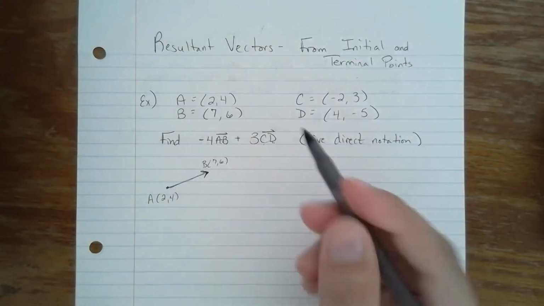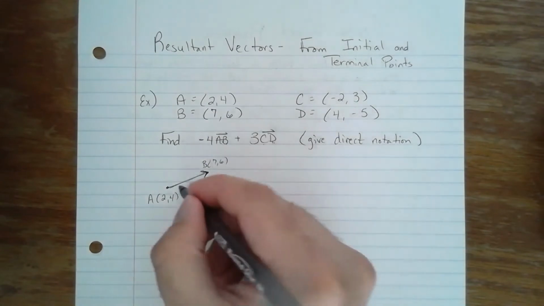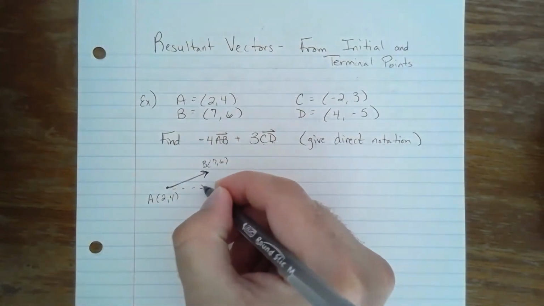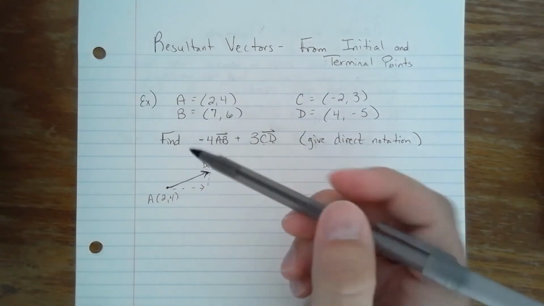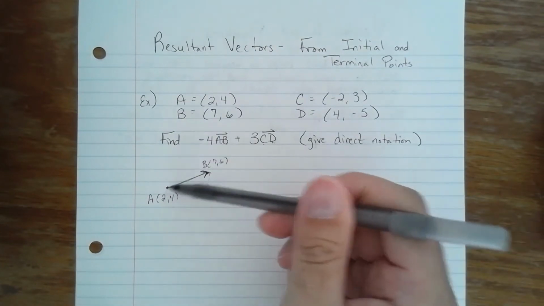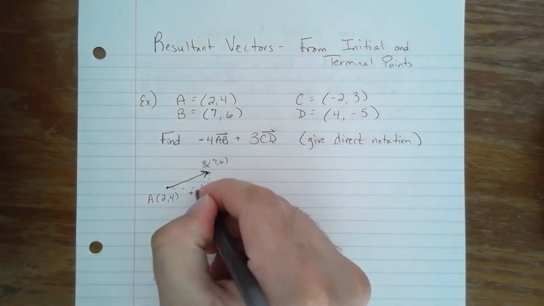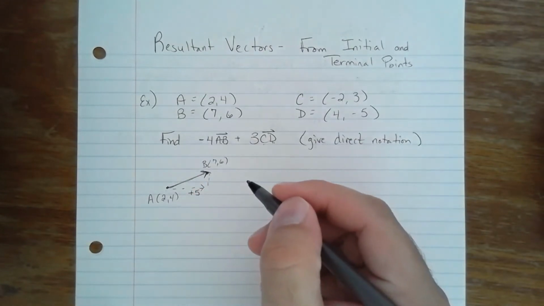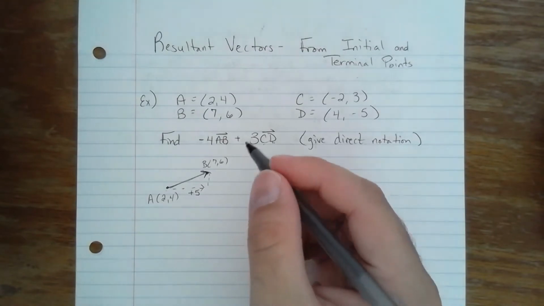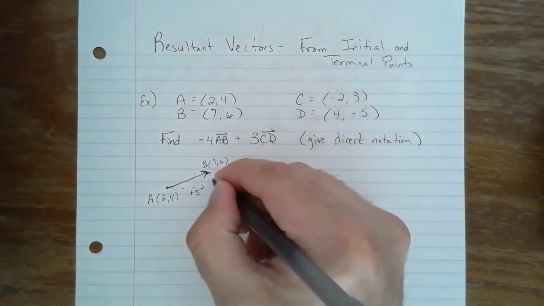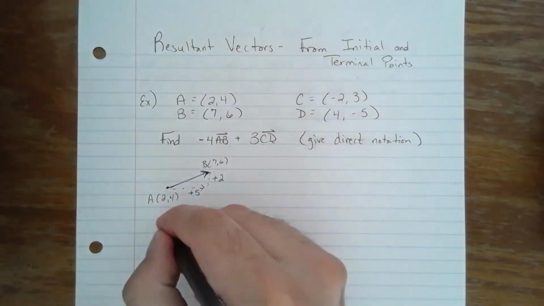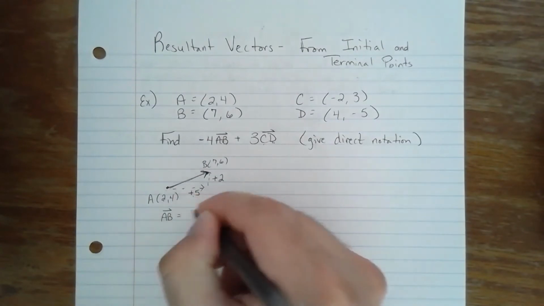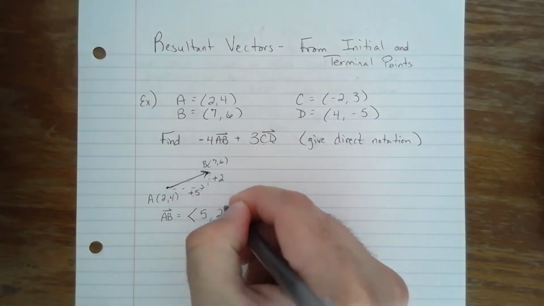So from A to B would look like this, the arrow pointing toward B. And what I know is that my horizontal component here and my vertical component here are easy enough to find because I know what these values are. From 2 to 7 is me moving in the positive x direction by a unit of 5. And then from here down at 4 up to 6 is moving up by only 2. So right 5 and up 2. This tells me that the vector AB, I'll write this down here, the vector AB is the vector 5, 2.